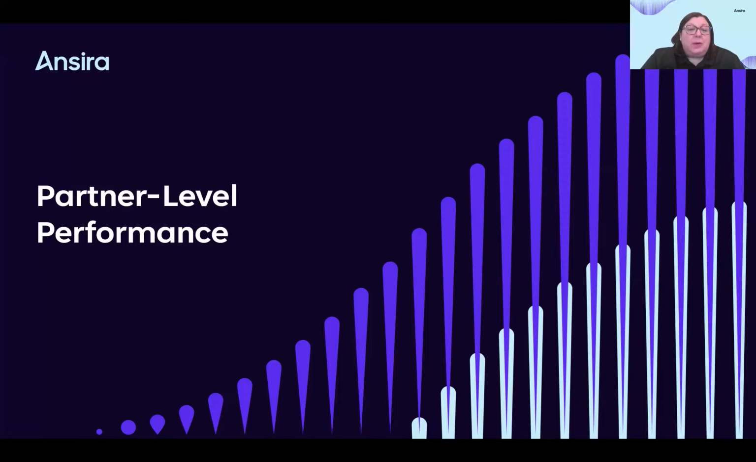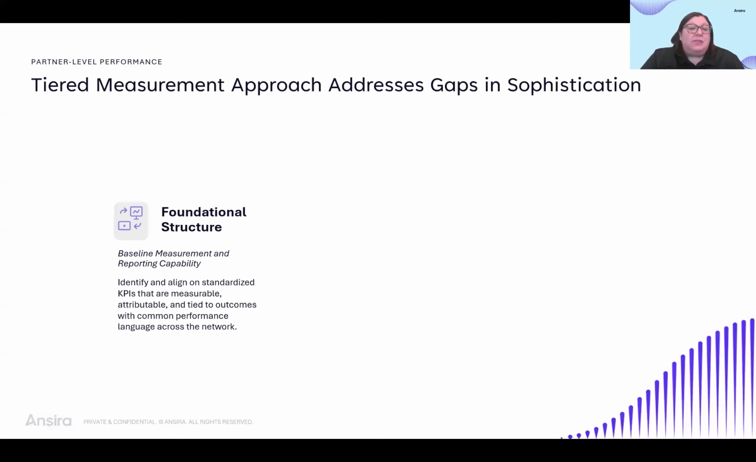So there's three simple ways to categorize these tiers. There's the foundational, the standard, and the advanced. And we're going to talk a little bit about each one of these and a few avenues that you can address. So first is foundational. You'll want to have a baseline for all your partners to work off of.